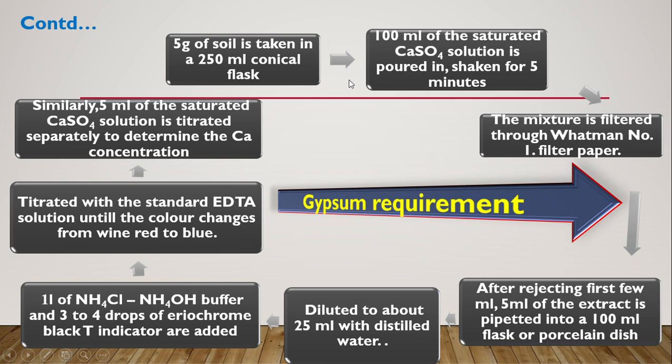It is a chemical procedure. 5 gram of soil is taken in a 250 ml conical flask. We are adding saturated calcium sulfate, that is gypsum, 100 ml of it, into the flask.